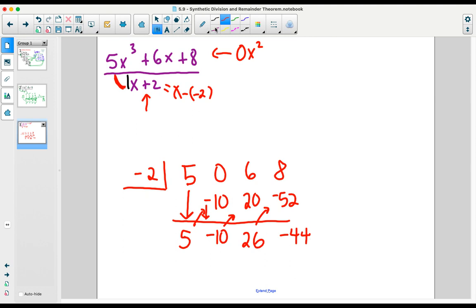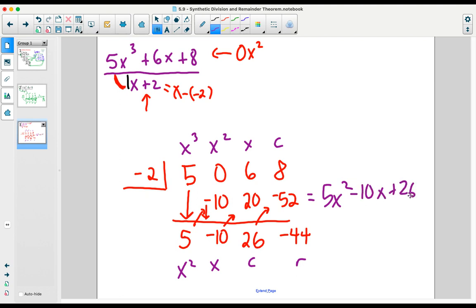Our original dividend went x cubed, x squared, x, and then a constant. So our resulting polynomial is going to go x squared, x, the constant, and then our remainder. So writing it out as a polynomial, it will be 5x squared negative 10x plus 26 and then minus 44 over x plus 2.